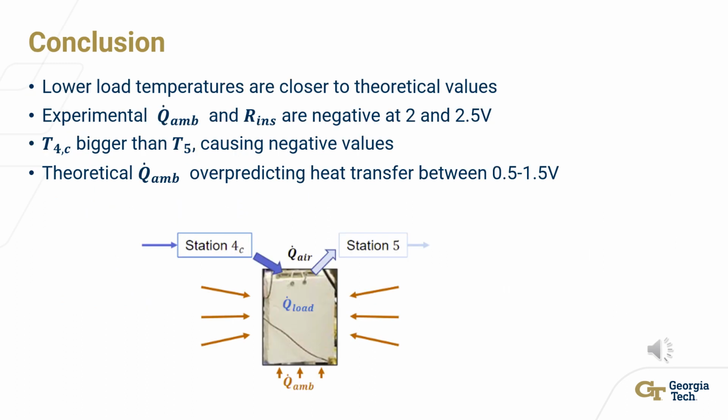As plainly demonstrated before, at lower load temperatures, the experimental heat loads are much closer to their respective theoretical values. The experimental heat load and thermal resistance are negative at 2 and 2.5 volts. This could be due to our model's assumption being off. Alternatively, it could be that the theoretical Q.amb is over-predicting heat transfer in the 0.5 to 1.5 volt range. We believe it's a mixture of both, but likely due to how the thermal resistance is dependent on conduction and convection, not just conduction as assumed. It leads to a real thermal resistance higher than expected and a lower heat load.